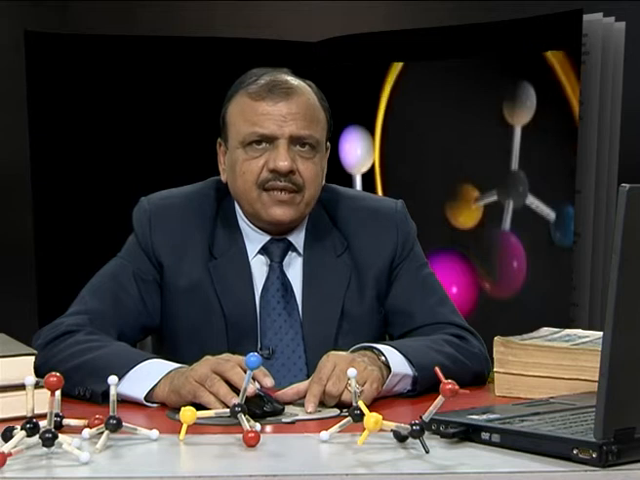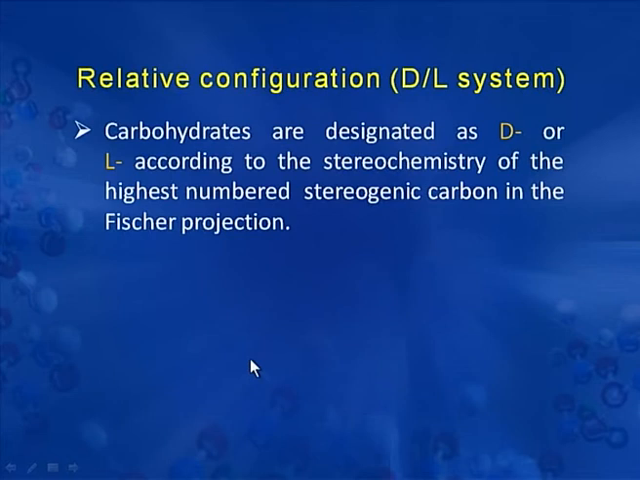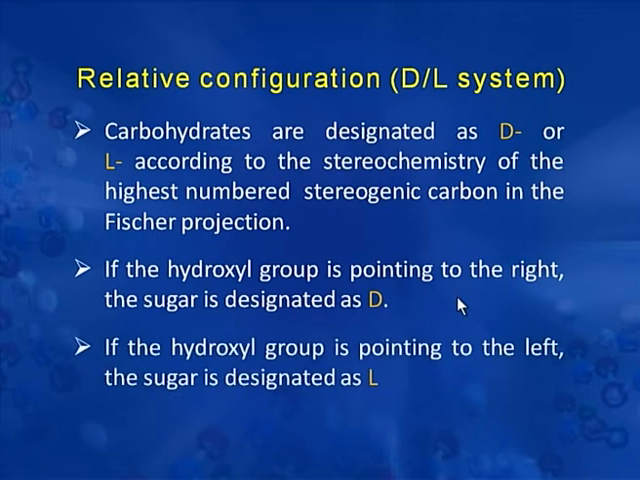It was given by Fischer, who was working on carbohydrates at the time, and carbohydrates are designated as D or L according to the stereochemistry of the highest numbered stereogenic carbon. This means that when the structure of a carbohydrate is written in Fischer projection, we write the aldehydic or carbonyl group towards the top, and we compare the configuration of the lowermost asymmetric carbon atom. If the hydroxyl group on that carbon is pointing to the right, that carbohydrate is designated as D, and if it is on the left side, then it is designated as L.